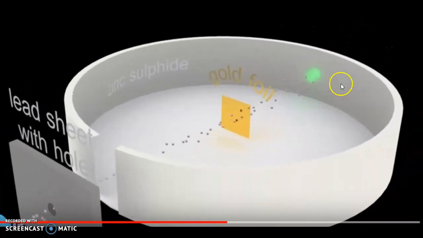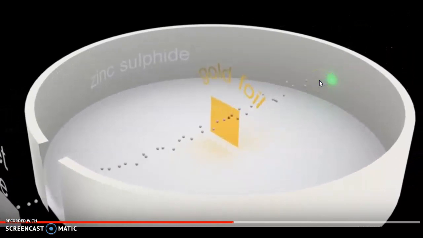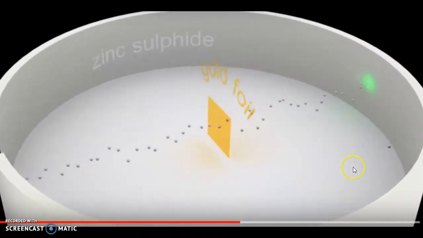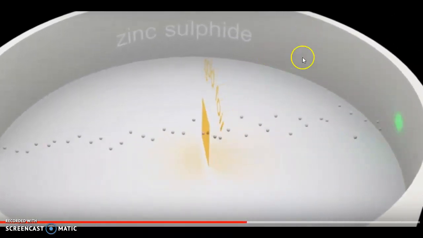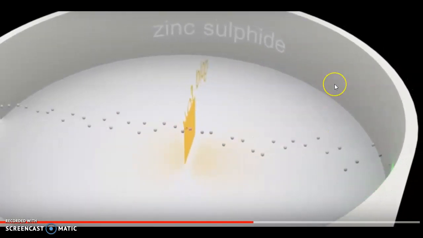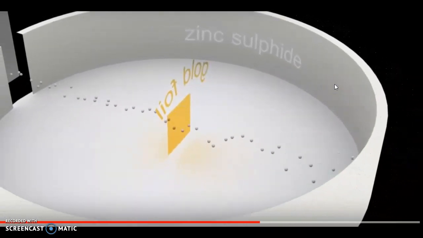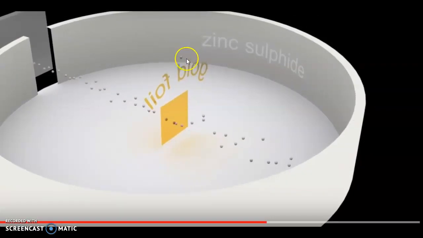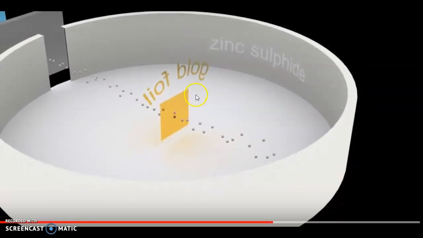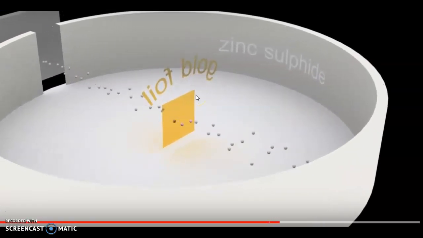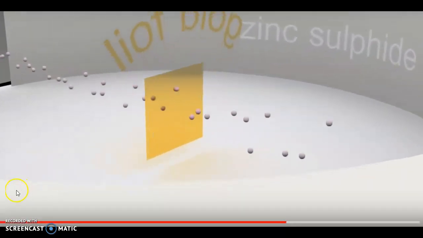So, many of these particles do simply go straight through and hit the other side, but some of them come flying off and get deflected out like this. Not many, maybe 1 in 20,000, but a few get deflected out and go in other directions. And that's the result that was puzzling.